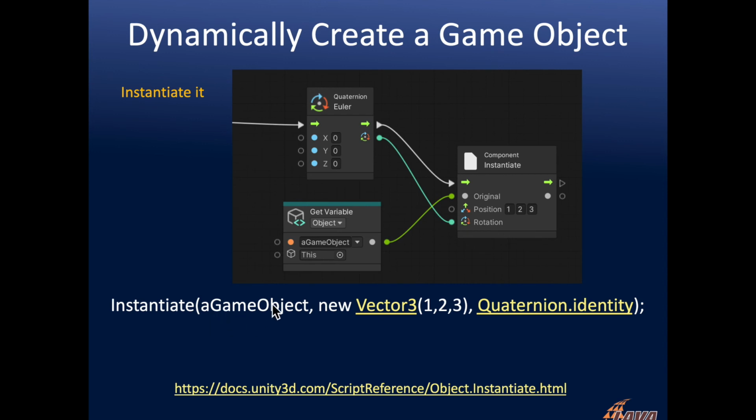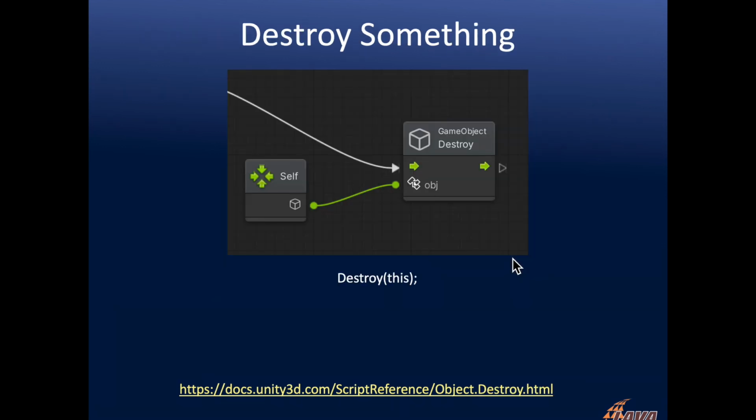I'm taking this variable, and I'm cloning this game object. So I'm going to get the variable from the object, a game object, and I'm going to feed it directly into the input of the original object that I'm cloning in the instantiate component. Okay, how do I destroy something? Well, you kind of saw that already in a previous example.